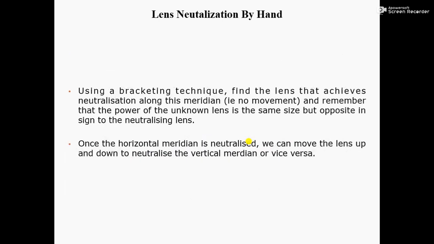Next, using a bracketing technique, find the lens that achieves neutralization along this meridian, that is, no movement, and remember that the power of the unknown lens is the same size but opposite in sign to the neutralizing lens. Once the horizontal meridian is neutralized, we can move the lens up and down to neutralize the vertical meridian, or vice versa.